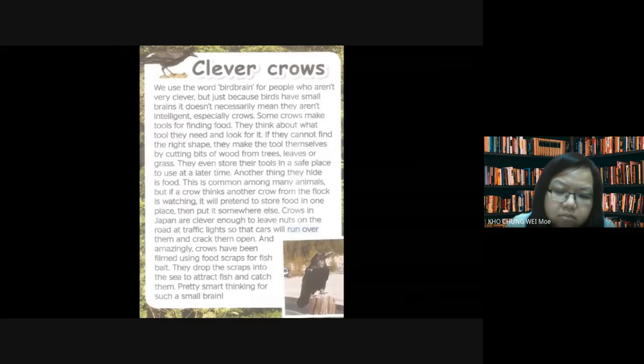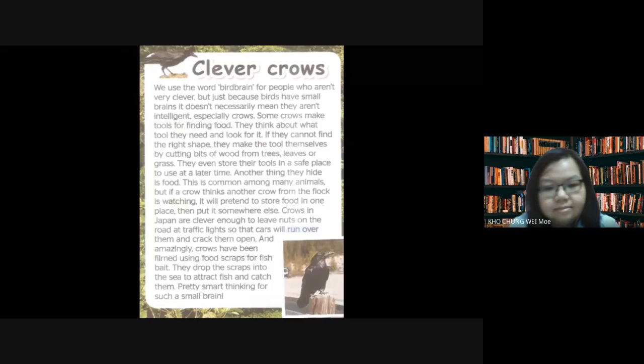Another thing they hide is food. This is common among many animals, but if a crow thinks another crow from the flock is watching, it will pretend to store food in one place, then put it somewhere else. Crows in Japan are clever enough to leave nuts on the road at traffic lights so that cars will run over them and crack them open. And amazingly, crows have been filmed using food scraps for fish bait. They drop the scraps into the sea to attract fish and catch them. Pretty smart thinking for such a small brain.